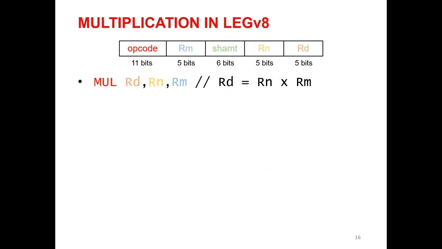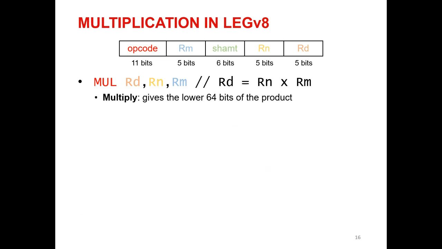Then the second one, this multiply just gives the lower 64 bits of the product. If we are in RISC-V, if we are multiplying 2 registers, it will be 64 bits by 64 bits. The result will be 128 bits, so we will need 2 registers.